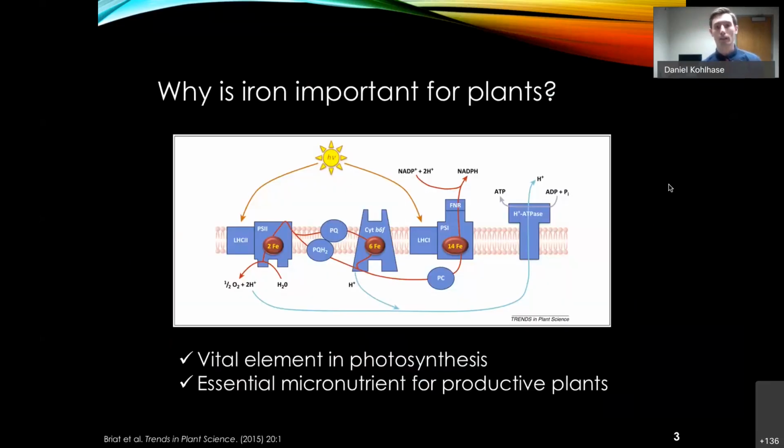And so why is iron so important for plants? When we look at the electron transport chain, we can see that 3 of these components contain or utilize iron in the photosynthetic process. And us being in the business of photosynthesis, we know that being a vital element of photosynthesis makes it an essential micronutrient for productive plants.